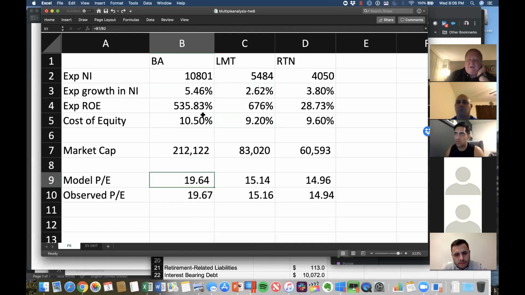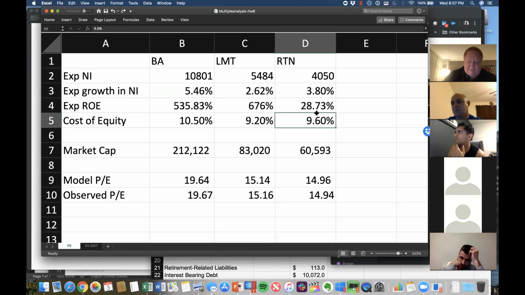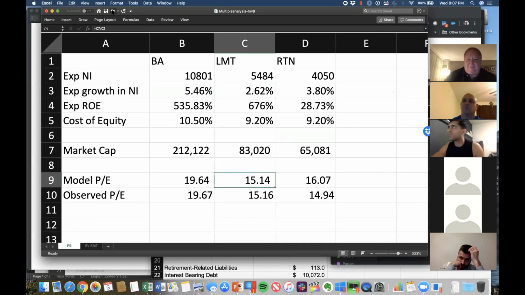So continuing on, why is Raytheon trading at a discount to Lockheed Martin if Raytheon's growth rate is higher? Is it related to a higher cost of equity? Partially, it's the cost of equity. If I'm discounting at a higher rate, you can even play it out in the model. If I took the cost of equity to 9.2, then the multiple would actually be higher. So basically, the multiple is lower because of the cost of equity.